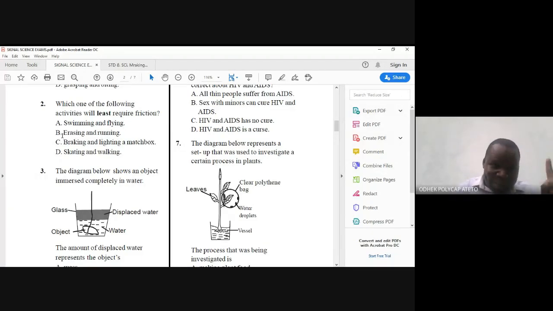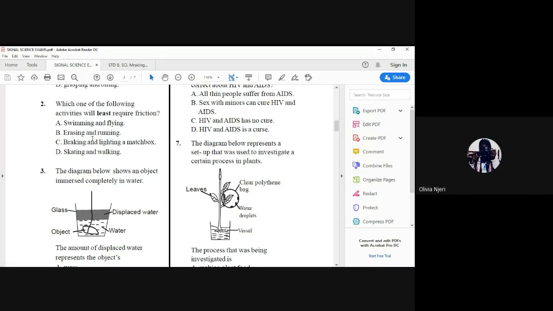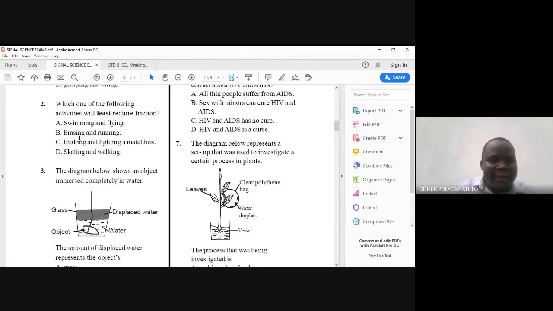And also for us to erase. That's why sometimes when you see the teachers erasing on the board, there's some sound, meaning there's a place where there is no friction. There's that slippery feeling that some of you normally talk about in class. So we need friction in erasing.